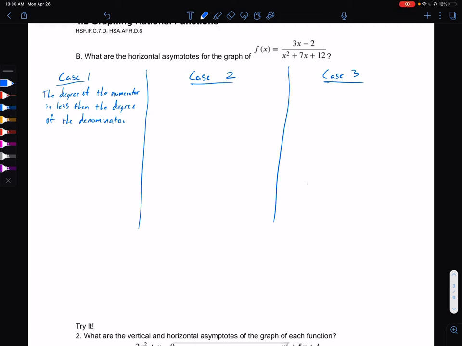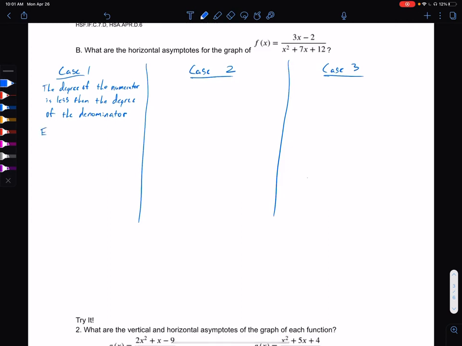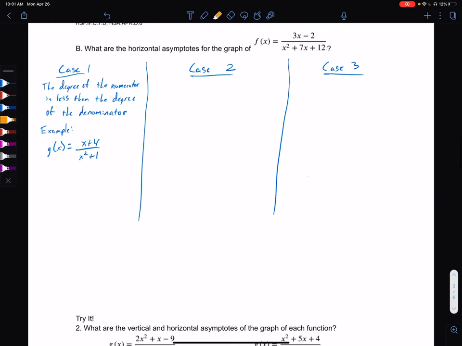And remember, when we're talking in terms of degree, we're talking about the highest power in the numerator and separately in the denominator. So an example of that would be g of x is equal to x plus 4 over x squared plus 1. This x is to the first power, and this is to the second power. So the degree of the numerator is less than the degree of the denominator, because 1 is obviously less than 2.